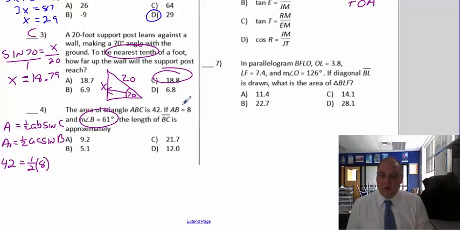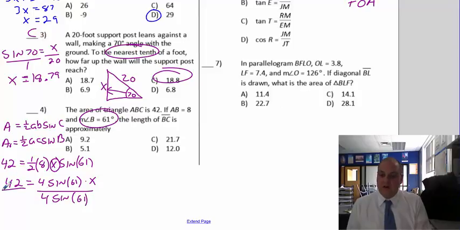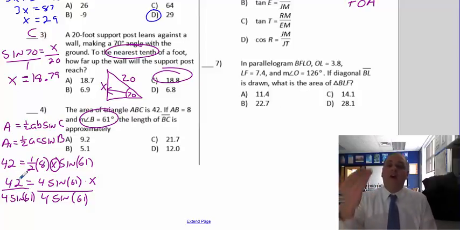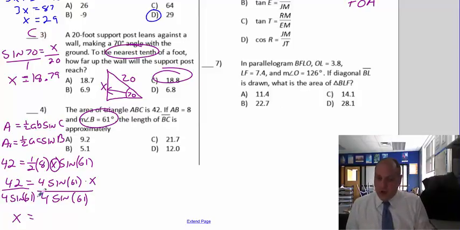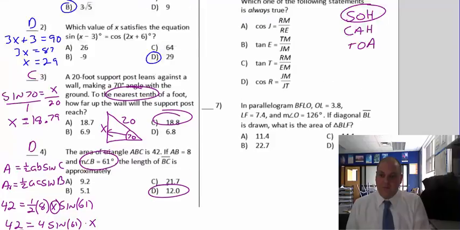I don't know the other side. And then sine 61. All right, so half of 8 is 4. 42 equals 4 sine 61, and then times x. Got that x. That x is right there. I just moved it to the end. And then divide by 4 sine 61. Just solving this equation here. Make sure you divide by, I would do 42 divided by 4 and then divide by the sine of 61. Divide separately. And it should give you 12. So 12, which is D, would be the answer for that one.